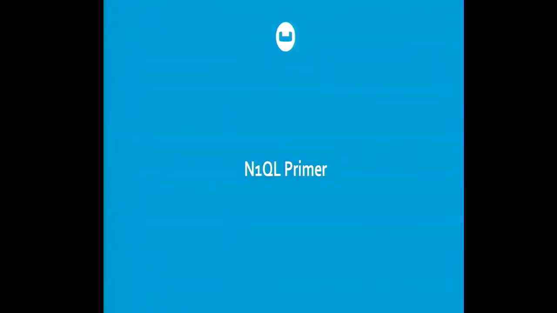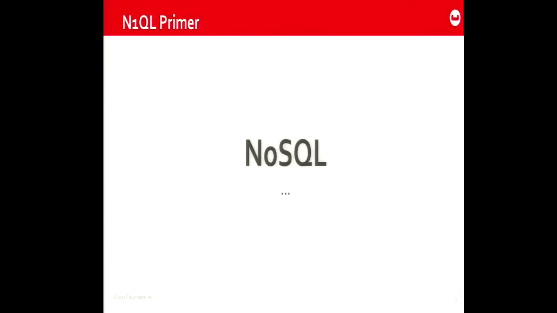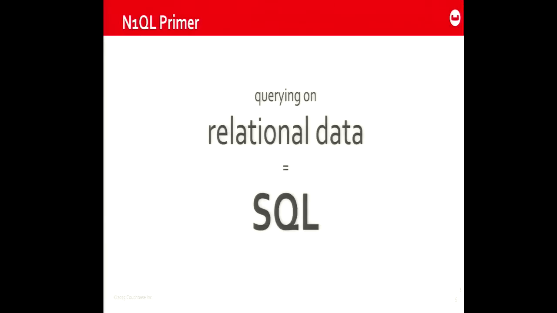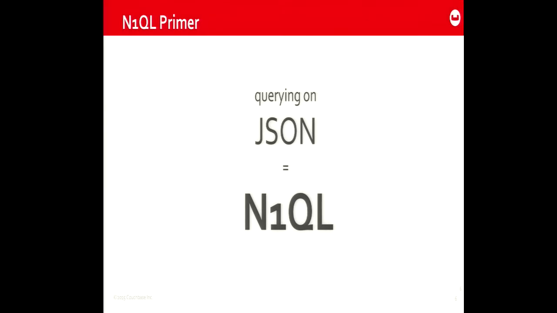I'm going to start with a little primer on Nickel, but I'm sure all of you have seen the keynote this morning, so this should be news to you. But we have a NoSQL database, and we said, why not add a query language to it? We've been querying on relational data for a while with SQL. And so now we have added Nickel to query on JSON data.